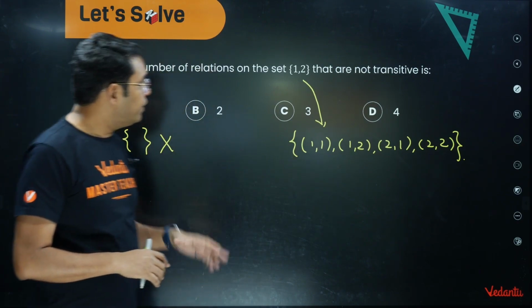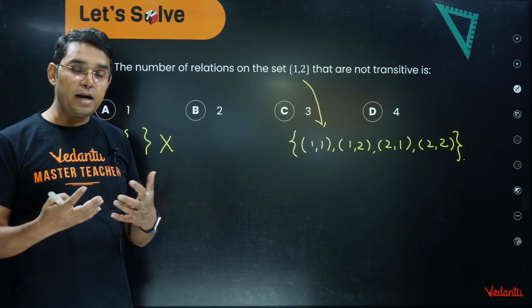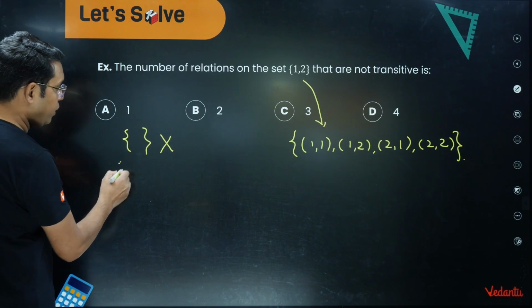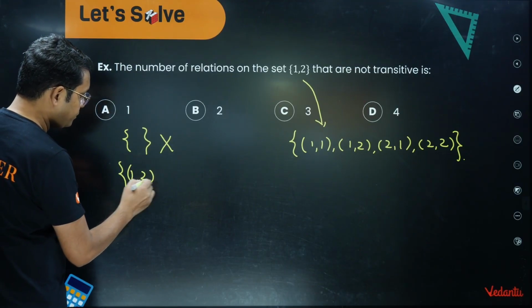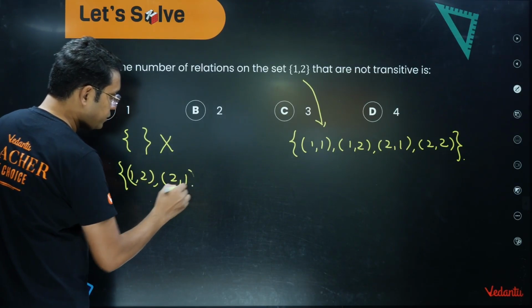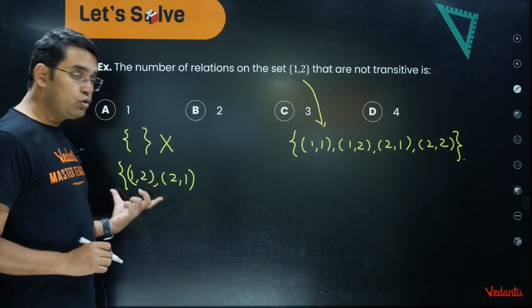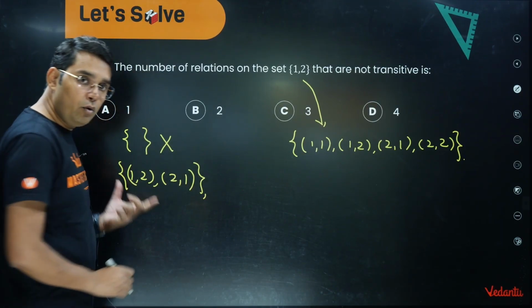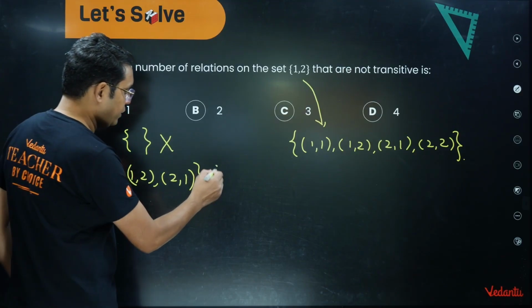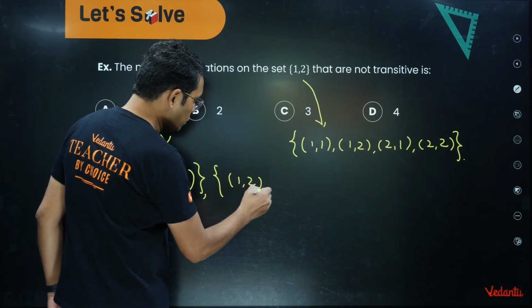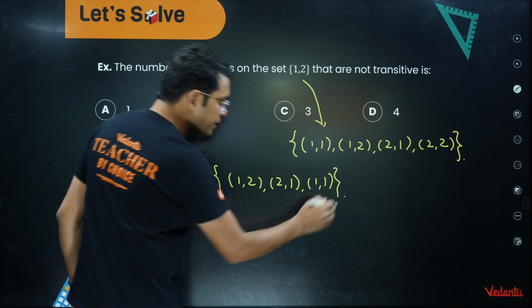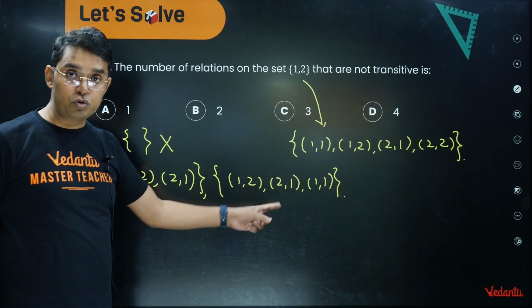Then for not transitive, we require at least two ordered pairs, and these should be of this type: (1, 2) and (2, 1), so that for this to be transitive you will require (1, 1) also and (2, 2) also. So if I stop here only, that will be not transitive. Or if you take (1, 2), (2, 1), and then (1, 1) and stop, this will also be not transitive, because (2, 2) is also needed.